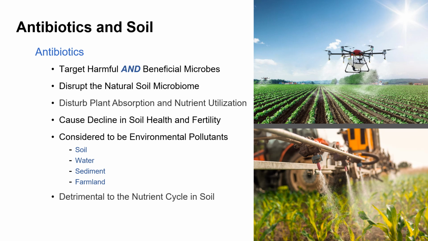Well, what's considered to be an environmental pollutant? It's antibiotics. And that's an environmental pollutant to your soil, to your water, to your sediments, and to your farmland. One might even consider farming to be mining, right? When you're growing the crops, you're mining the soil of these nutrients. And then you're saying, oh, let me just put some NPK, nitrogen, phosphorus, and potassium, back in.